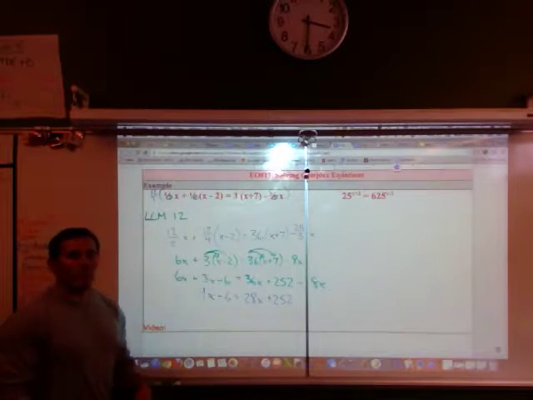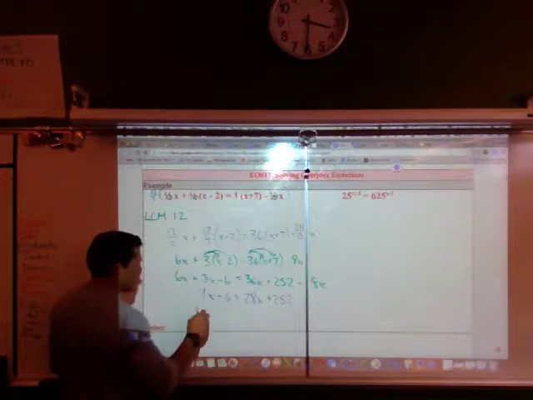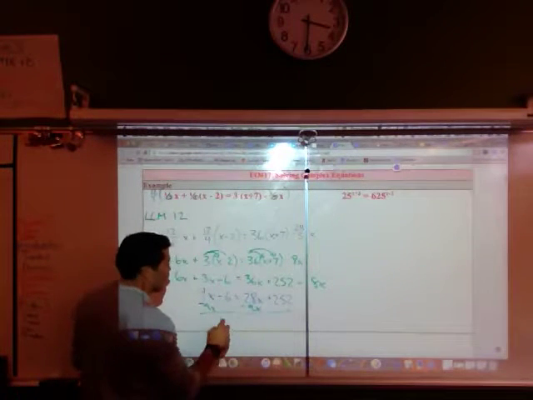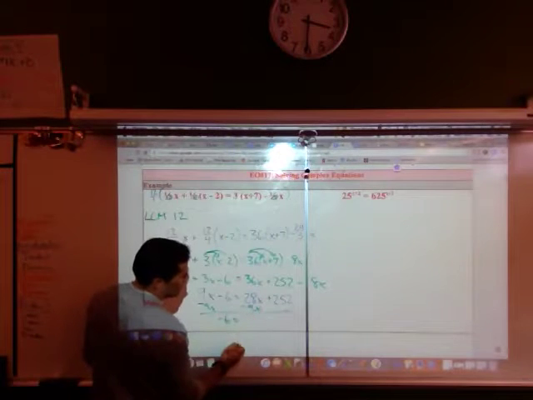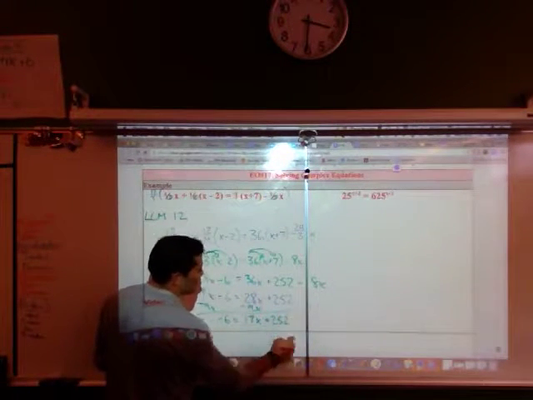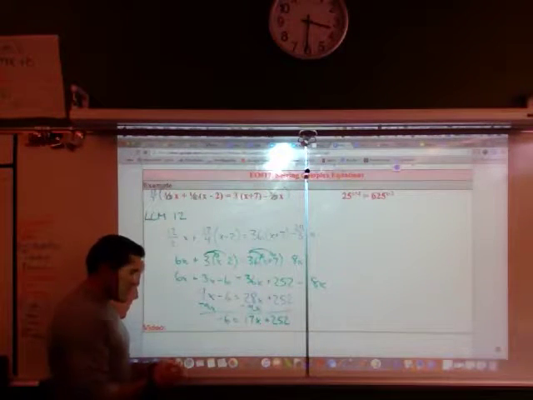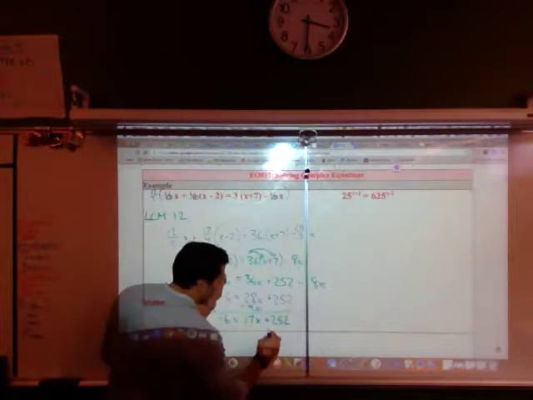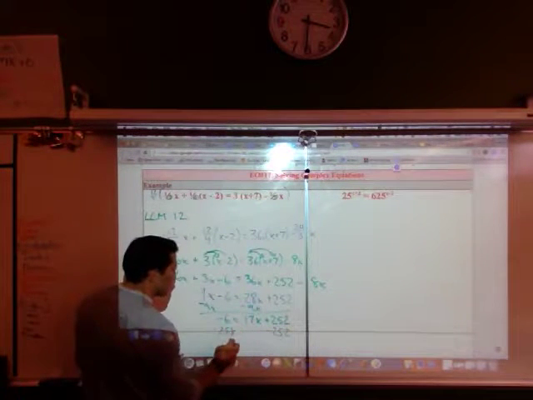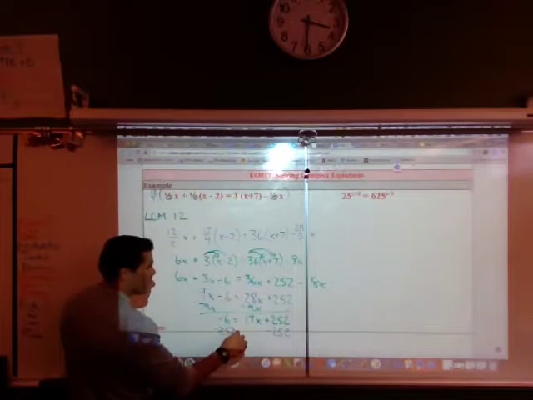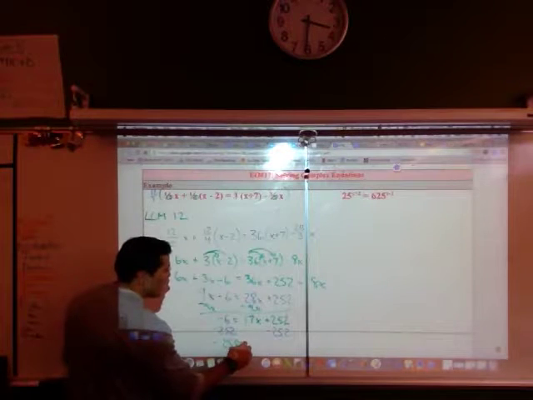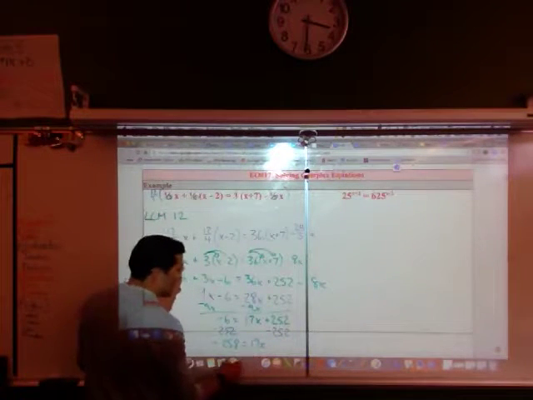Okay, so I'm actually going to move the smaller x to the other side. So negative 9x, negative 9x gives me a negative 6 is equal to 17x plus 252. Now I'm trying to get the numbers onto the same side. Subtract 252, subtract 252. Sorry, I was thinking ahead there. That is a negative 258 equal to 17x.